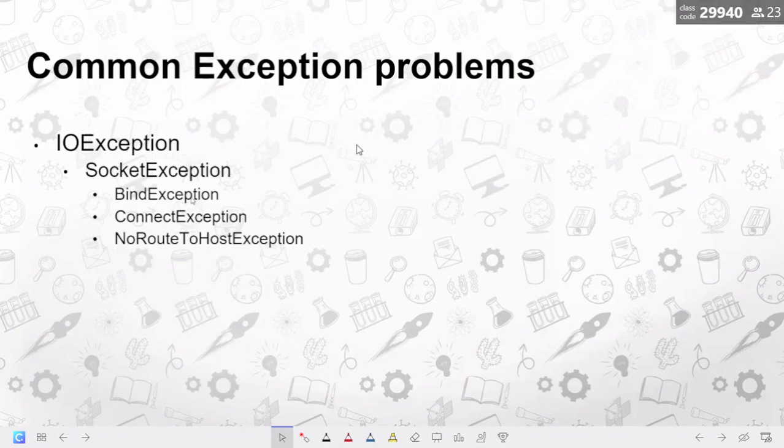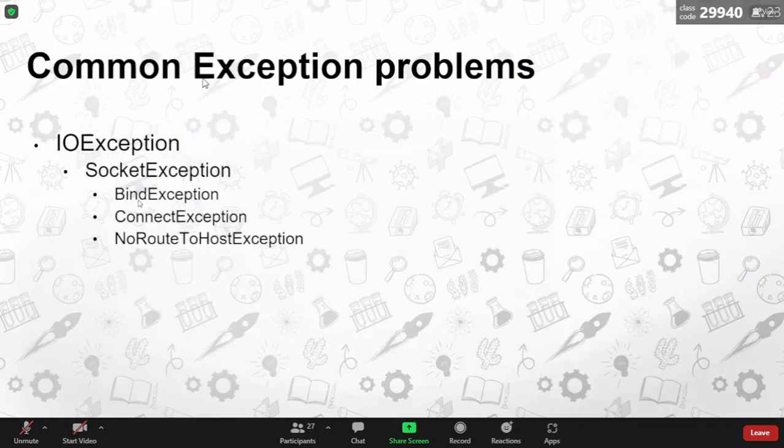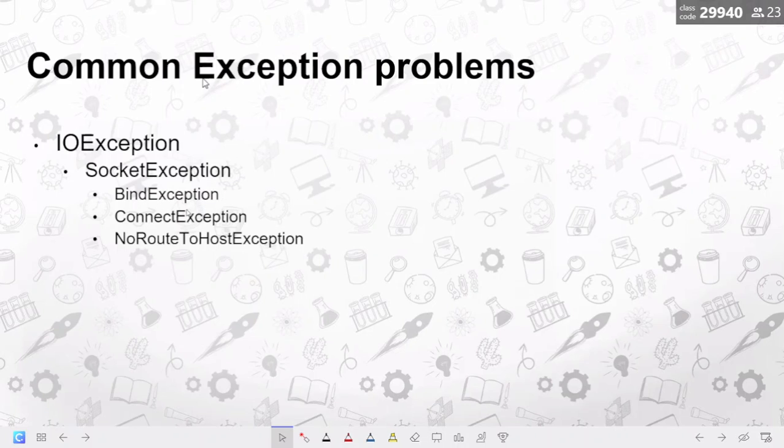Bind exceptions occur, as the name implies, when there's a problem binding a port to your application, but we don't use that now. Connect exceptions occur when you want to connect to a remote machine and it is refused, or maybe there's another problem during the connection phase. And no route to host exceptions occur when, as the name implies, there is no route to host. So that means there's a connection problem with your computer.